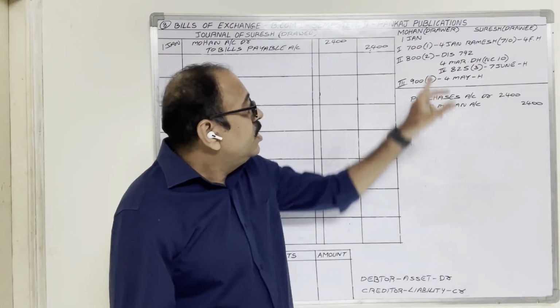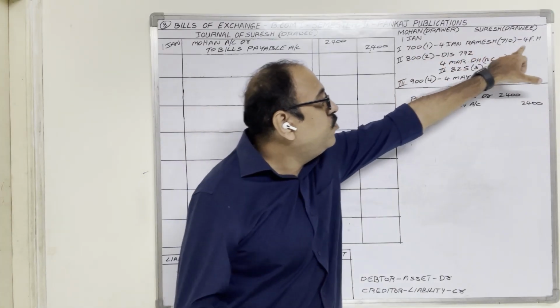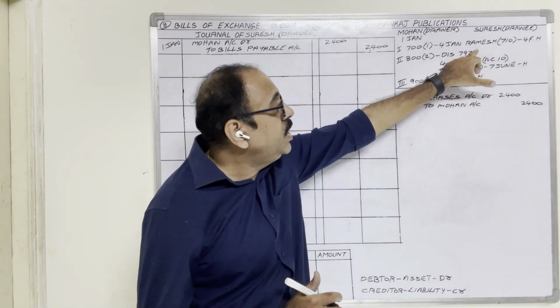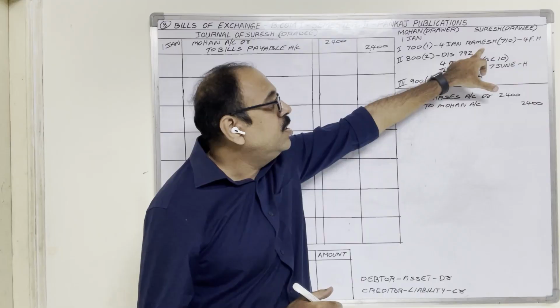Next, what happened? First bill is honored on 4th February. So on that day, Ramesh is a holder of the bill. Now Ramesh came to Suresh and Suresh paid bill money.